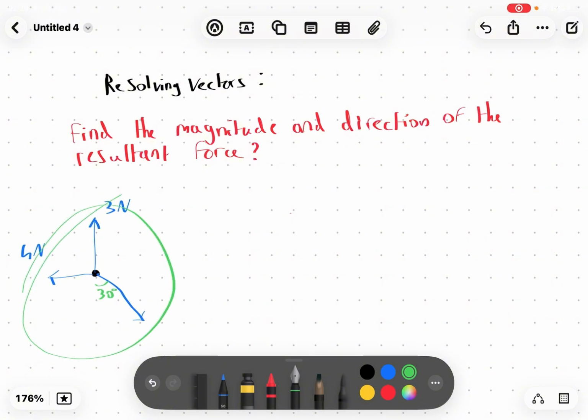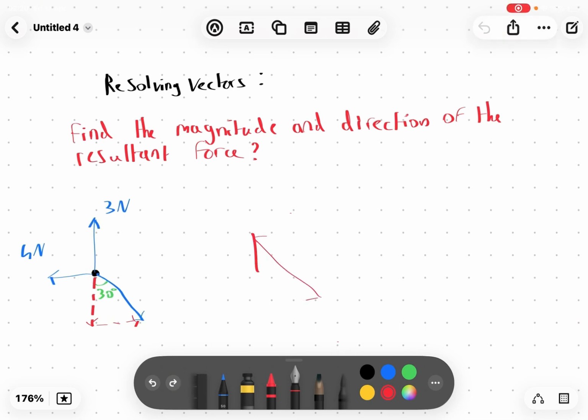The next example question is: find the magnitude and the direction of the resultant force. We have more than one vector, so let's try to solve it. First of all, let's quickly do the triangle here. This is also a way of how you add them: you start from the point, from the dot, and go start to finish.